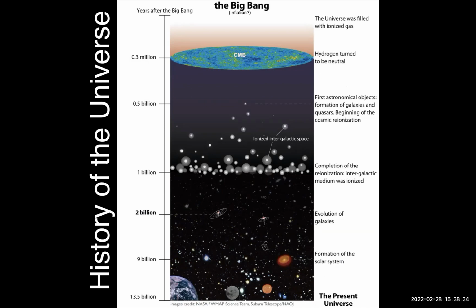When we look out, we're looking back in time, so we can look at all the different epochs: the formation of the solar system, the evolution of galaxies, which is one of the things we work on in my group, and the completion of reionization, when the universe went from neutral to ionized. When the first stars turned on, they caused the intergalactic medium to become ionized. The first stars formed about 0.5 billion years after the Big Bang. Past that, the CMB is an opaque screen that we can't see beyond.